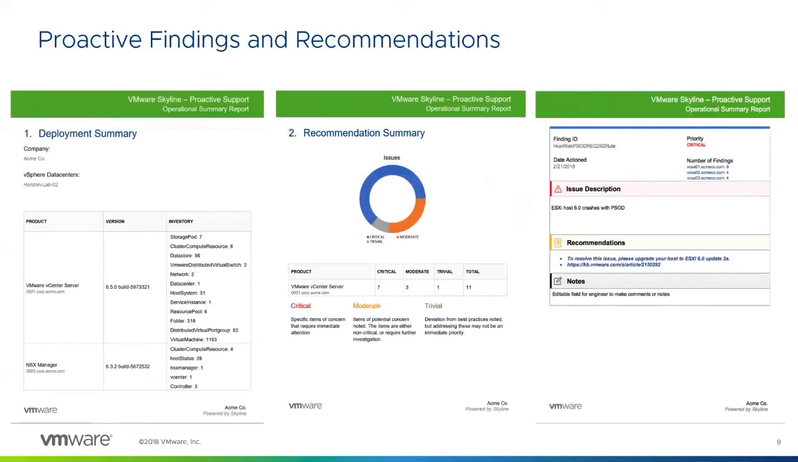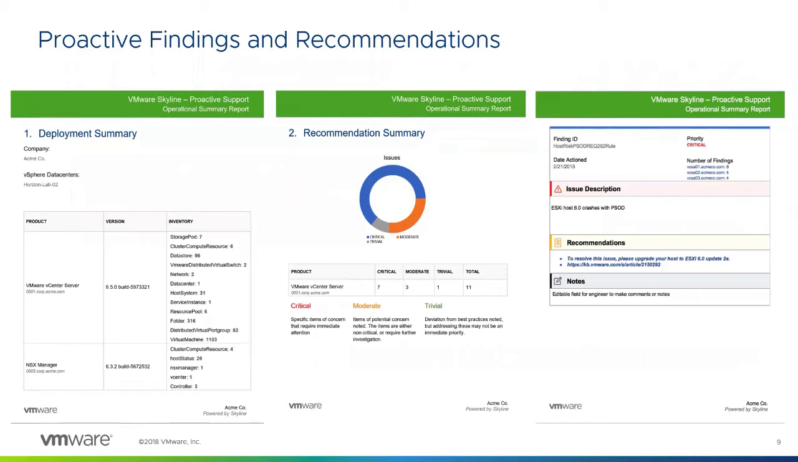The first section is a very high-level deployment summary. This is where we display and capture all the details about your inventory, right? What vCenter version of products you have, what the different components within those vCenter servers are, which NSX manager you're running, what version it is, what the different components to that are, and so on and so forth. So it really gives you a high-level deployment summary of your environment in one view.